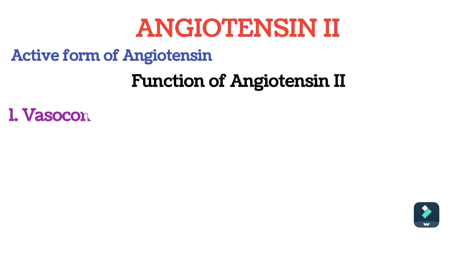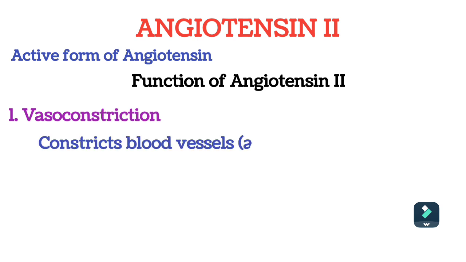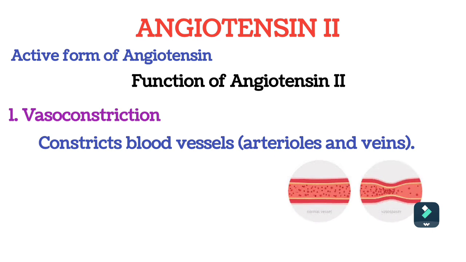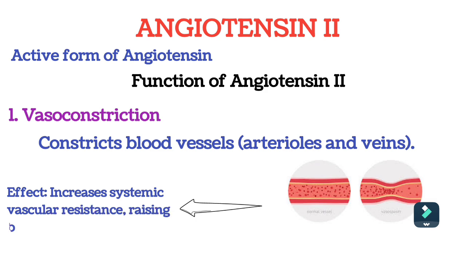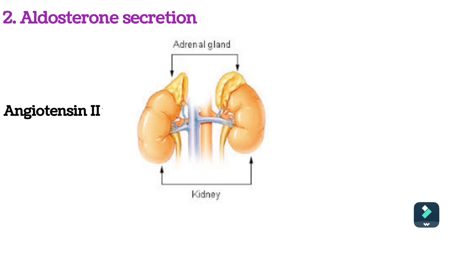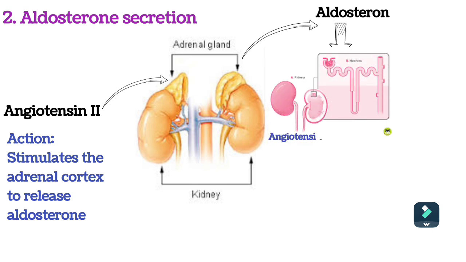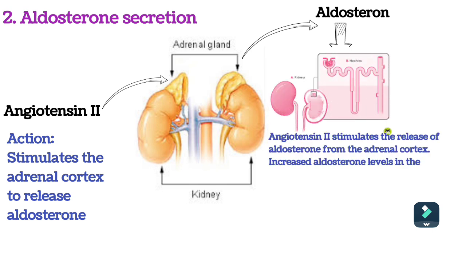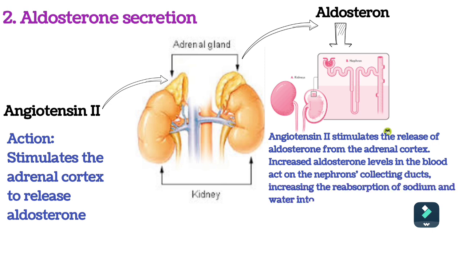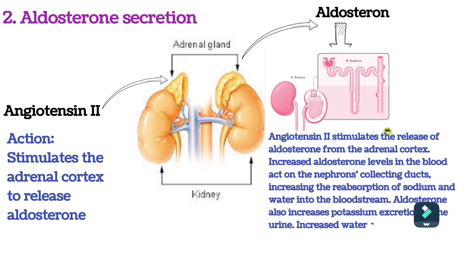First, angiotensin II causes the constriction of blood vessels, both arteries and veins, by binding to its receptor on the smooth muscles in the walls of the vessels. When these vessels are constricted, systemic vascular resistance increases, which leads to a rise in blood pressure. Second, angiotensin II stimulates the release of aldosterone from the adrenal cortex. Increased aldosterone levels in the blood act on the nephron's collecting ducts, increasing the reabsorption of sodium and water into the bloodstream. Aldosterone also increases potassium excretion in the urine. Increased water reabsorption leads to a rise in blood volume and blood pressure.